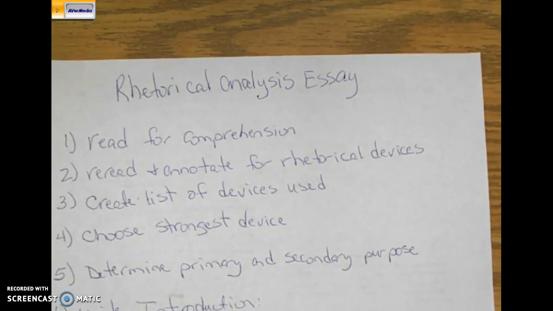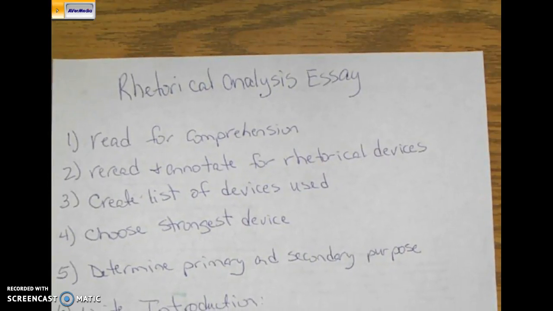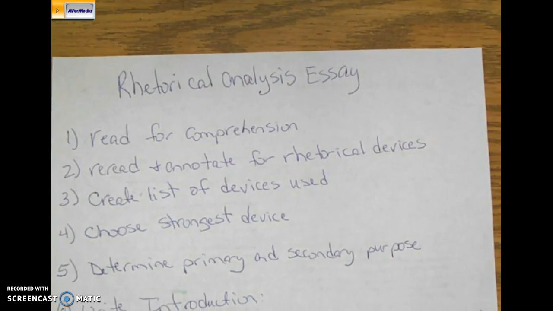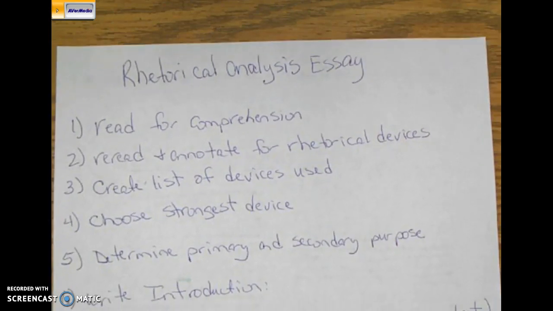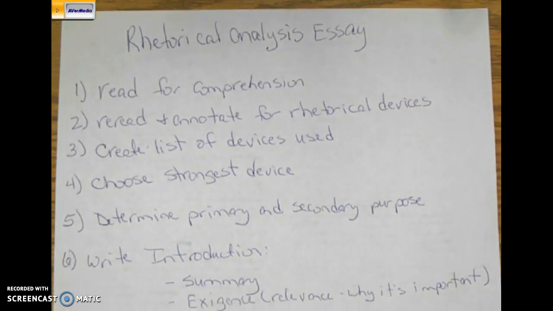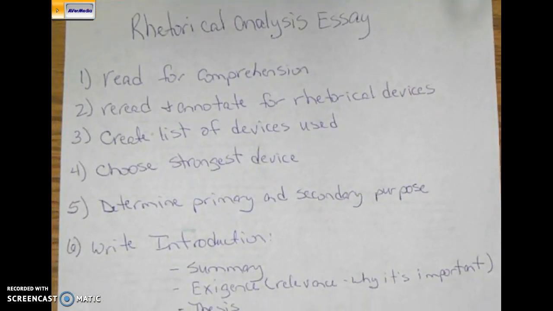Good morning. So this is our anchor chart for the rhetorical analysis essay. So first we read for comprehension, then we reread and annotated for rhetorical devices, then we create the list of devices that were used, we choose the strongest device, save it for our last paragraph before the conclusion, we determine primary and secondary purpose, then we're ready to write the introduction.